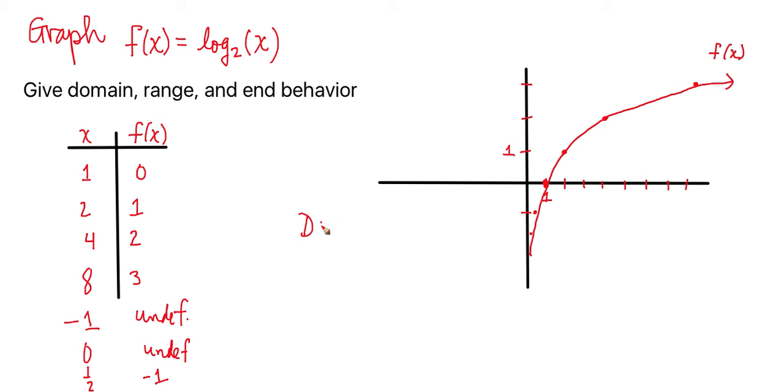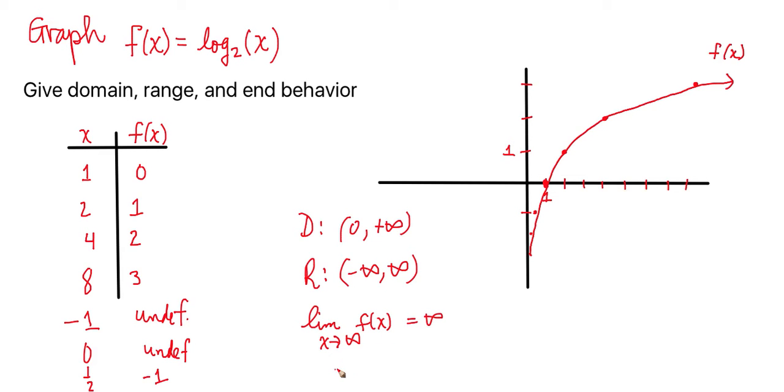The domain is not all real numbers, but rather from 0 to positive infinity. And the range is all real numbers this time. And the end behavior, well, the limit as x approaches infinity of f of x is infinity. And the limit in the other direction here, I guess this isn't really an end behavior, but we should write this limit in here. The limit as x approaches 0 from the positive side of f of x will equal negative infinity.